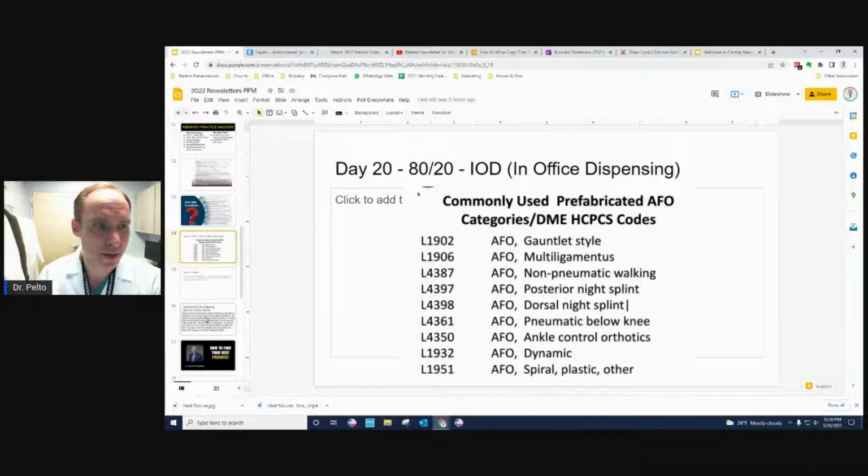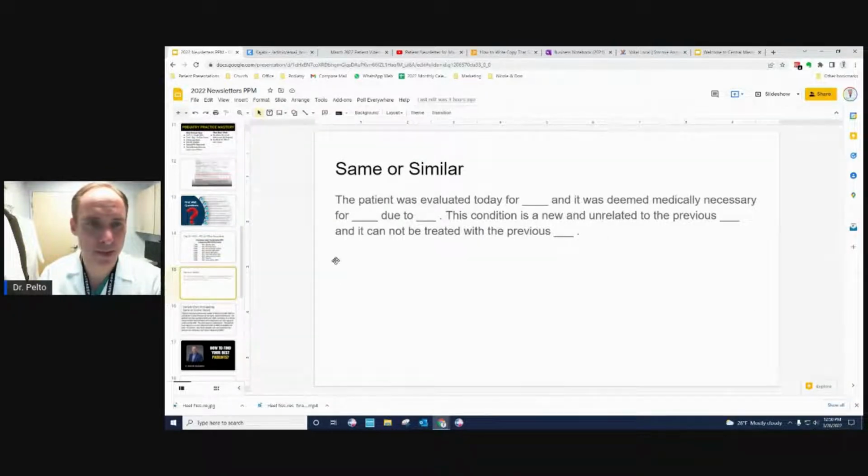Another thing I put here is some same and similar wording. This is key for you if you deal with this. This is from my medical record, and I do have all of my documentation within the 30-day practice blueprint if you want those. The patient was evaluated today for plantar fasciitis or posterior tibial tendon dysfunction, and it was deemed medically necessary to provide, let's say, a custom AFO due to tendon dysfunction. This condition is new and unrelated to the previous plantar fasciitis or Achilles tendonitis where they were treated with a cam boot. So that's the way you get around using the same durable medical equipment for a different diagnosis.